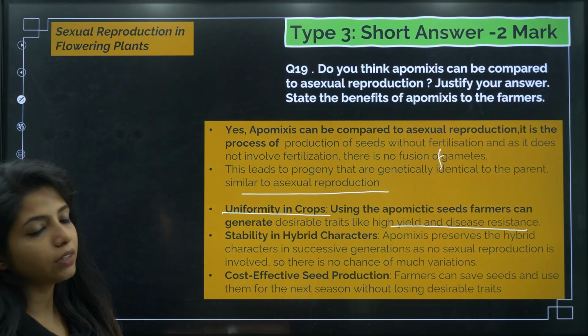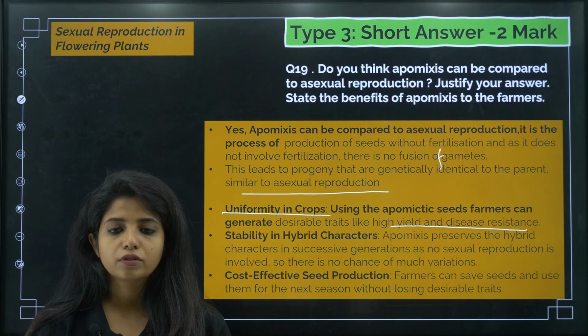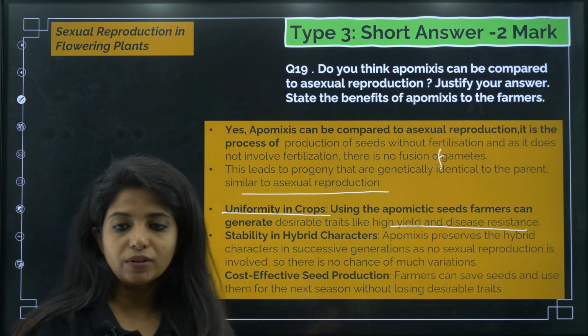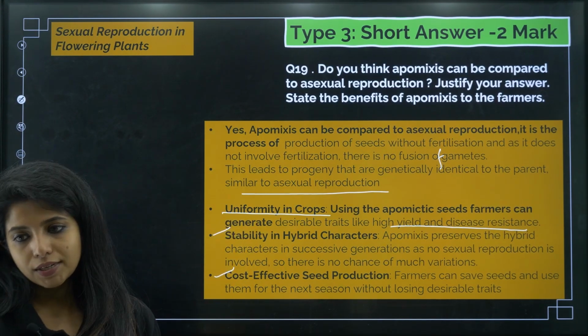Now, cost effective seed production. Obviously, I don't have to make them fuse, fertilize and everything. No, I have the seeds and I can use them. So this is cost effective as well. So among them you can write 2 points. That will be enough. Works?